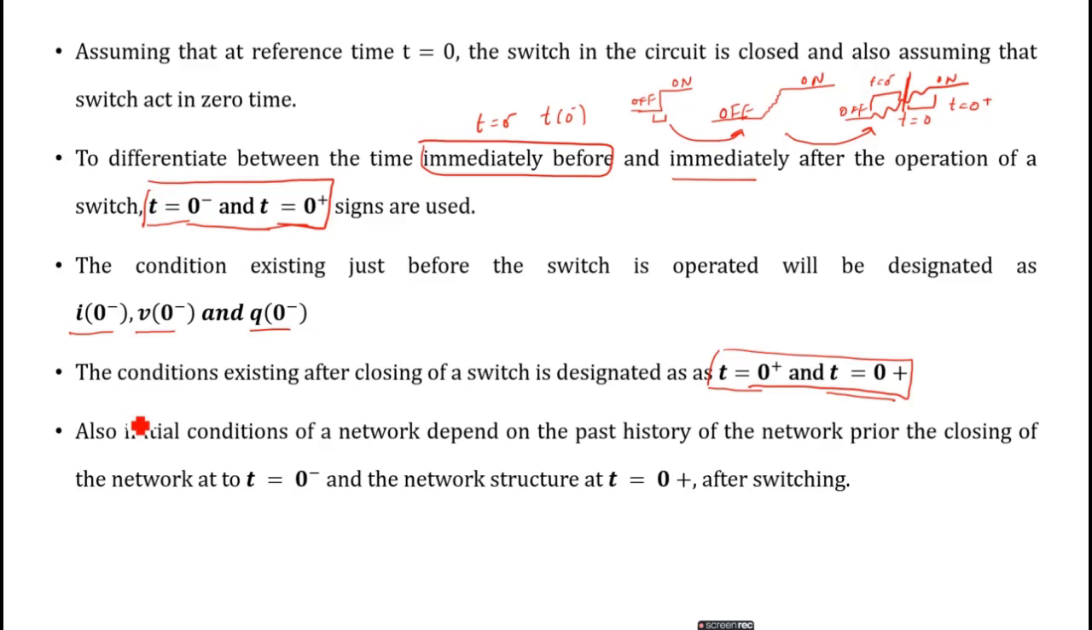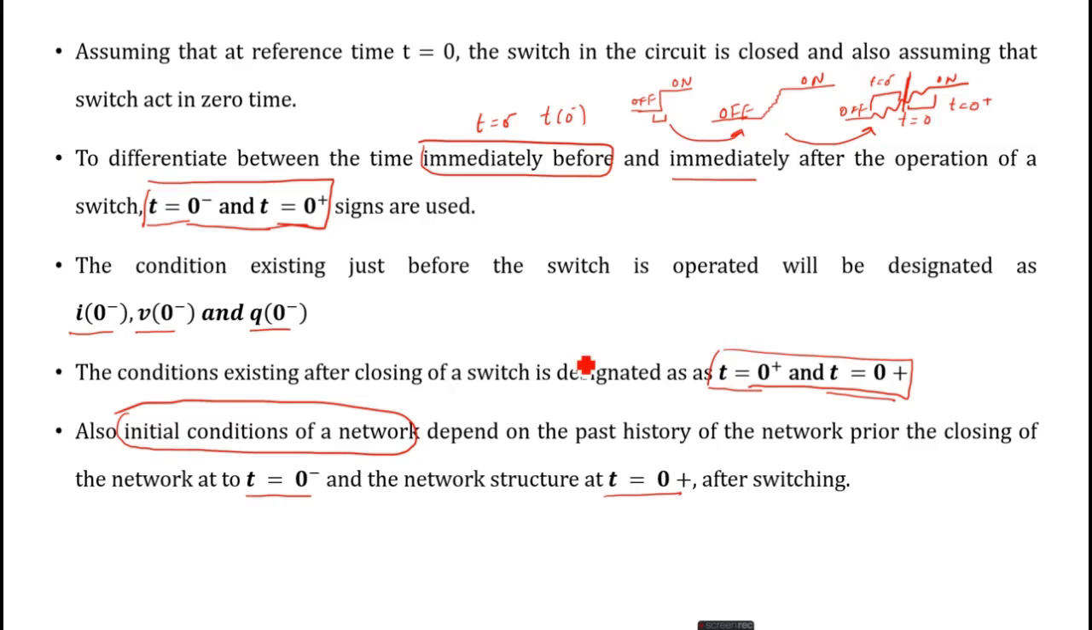You can see here, the initial condition of a network depends on two factors. The first factor is what was the status before switching, and what will be the status after switching. So these two contributions will decide the initial conditions of the network. I repeat, initial conditions of the network depend on two factors: the behavior of the network before switching, and the behavior of the network after switching. By combining those two characters, we can decide the initial condition of any network, right?